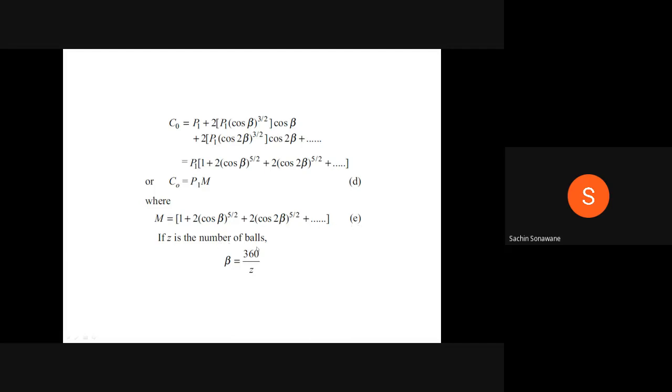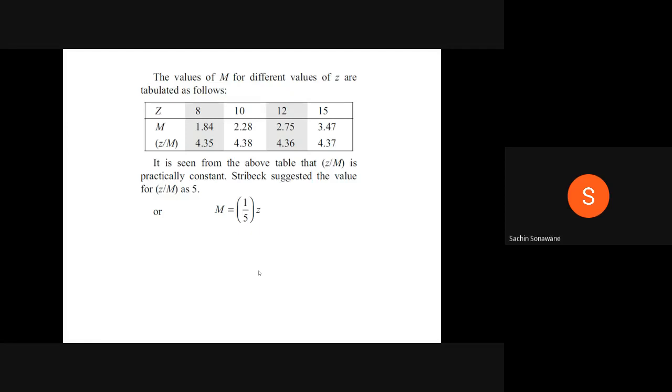If Z is the number of balls, then beta is equal to 360 divided by Z. The values of M for different values of Z are tabulated as below. For Z equal to 8, M is equal to 1.84. For 10, it is 2.28. For 12, it is 2.75. For 15, it is 3.47. Now Z divided by M comes out to be 4.35, 4.38, 4.36, 4.37. Therefore, it is seen from the above table that Z divided by M is practically constant.